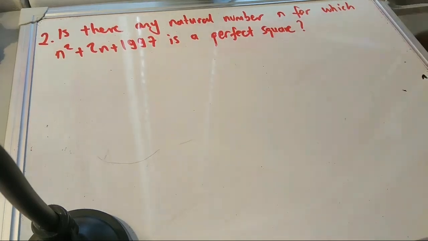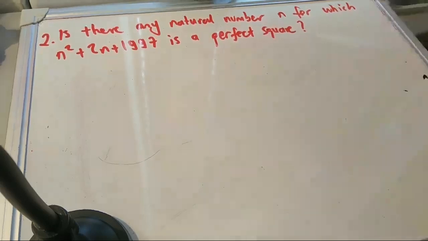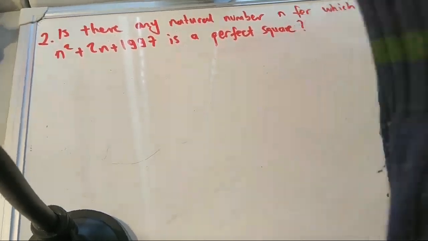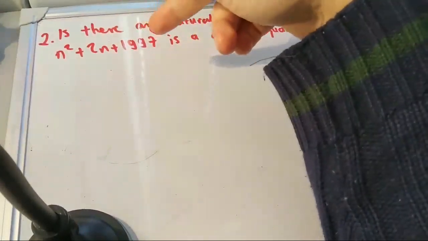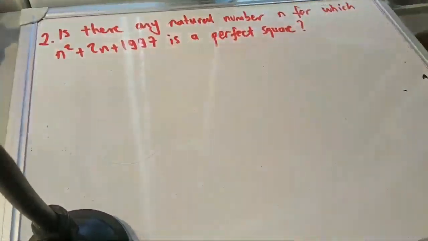Do you have any advice for the question? How to approach it? Or do you have an idea where we can start? For example, for n is 1. 1 is a natural number. 1 squared plus 2 times 1, that is 2, plus 1997, 2000. 2000 cannot be a perfect square.